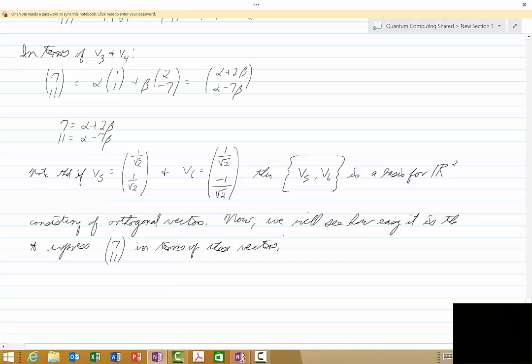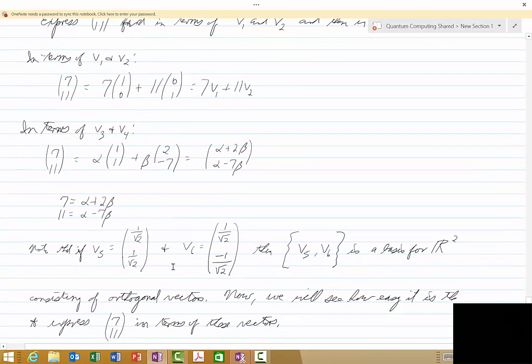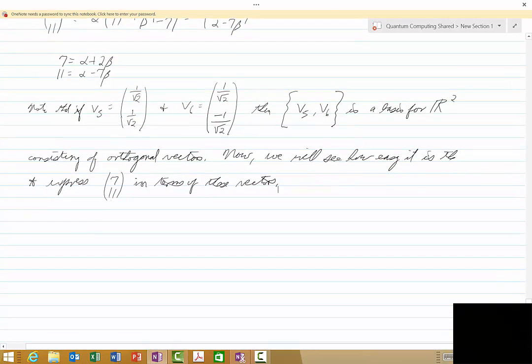So we just found above that it was very easy to express 7, 11 in terms of 1, 0 and 0, 1, but rather tedious to express 7, 11 in terms of the non-orthogonal vectors 1, 1 and 2, negative 7. But let me show you now that as long as we pick two orthogonal vectors, it's always going to be easy. We don't have to have vectors with zero components. It will always be easy as long as the vectors we choose are mutually orthogonal. And let's see why that's true.